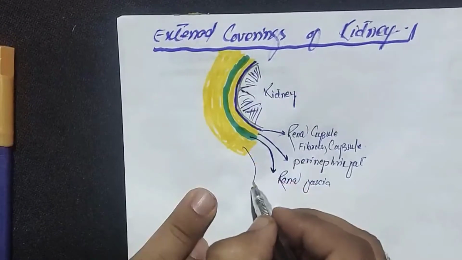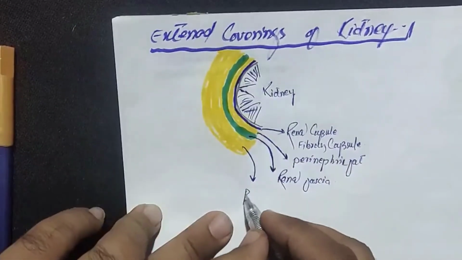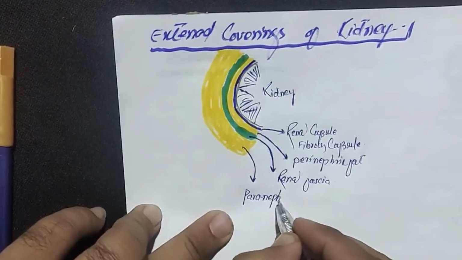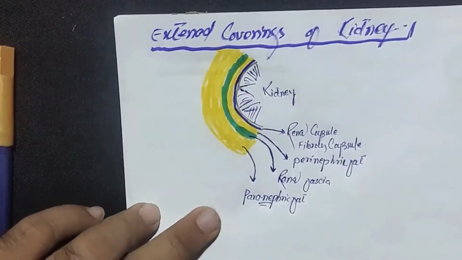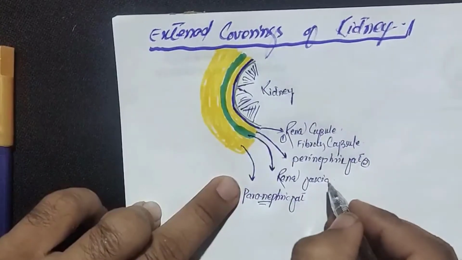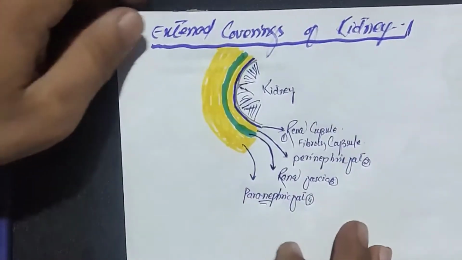And this is the fourth layer around your kidney. This is called the paranephric fat. So 1, 2, 3 and 4: these 4 covers are around your kidney.